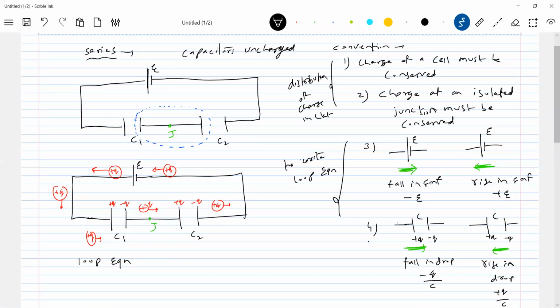Okay, now we'll write the loop equation. I'll start the loop. I'll traverse the loop. The green color arrow we use, no? So I'll traverse like this. The green color arrow is the direction of traverse.